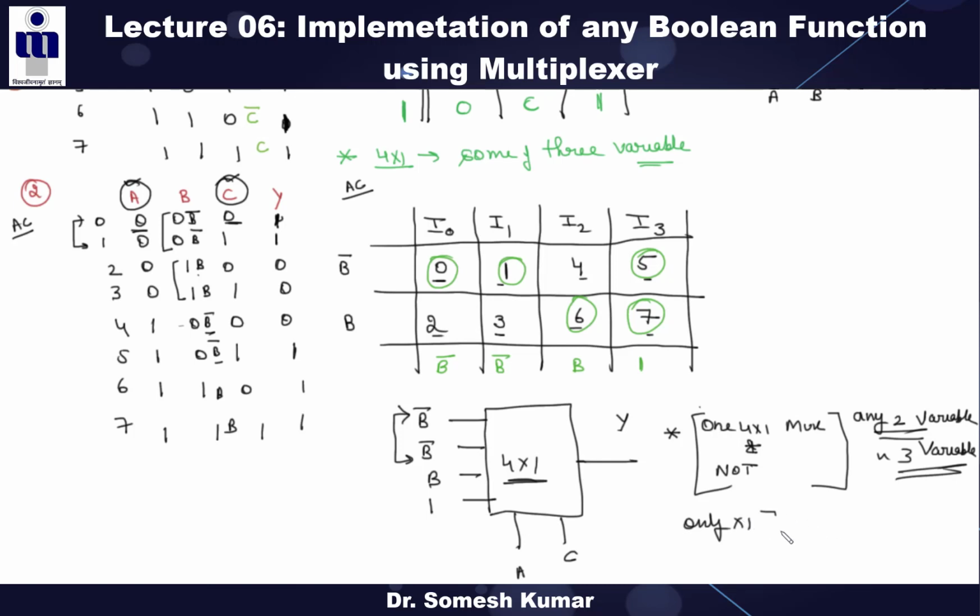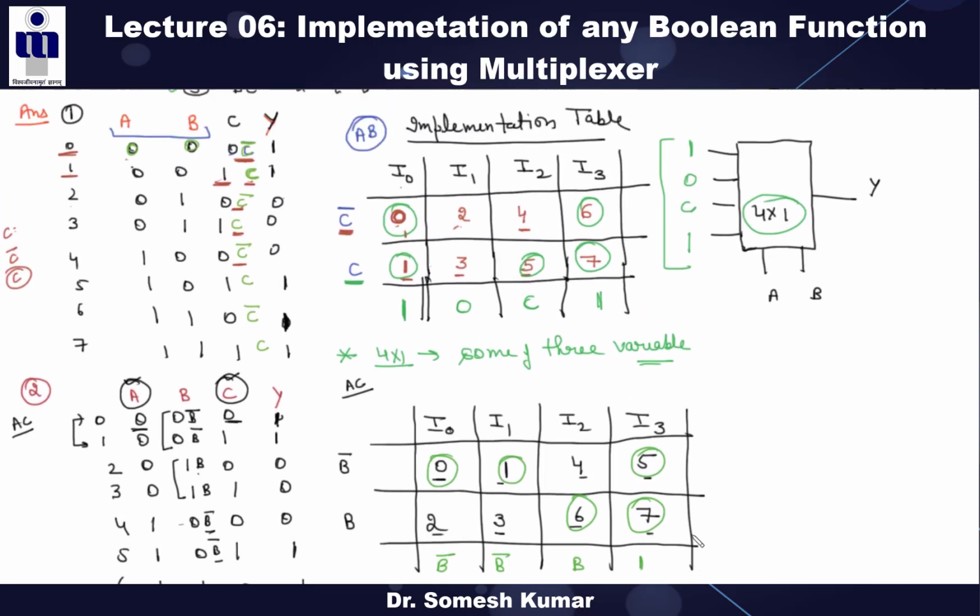And only a 4:1 mux is used to implement any two variables or some of the three variables. Some of the three variables, right? Clear about these statements, right? So can you do the next, third part?